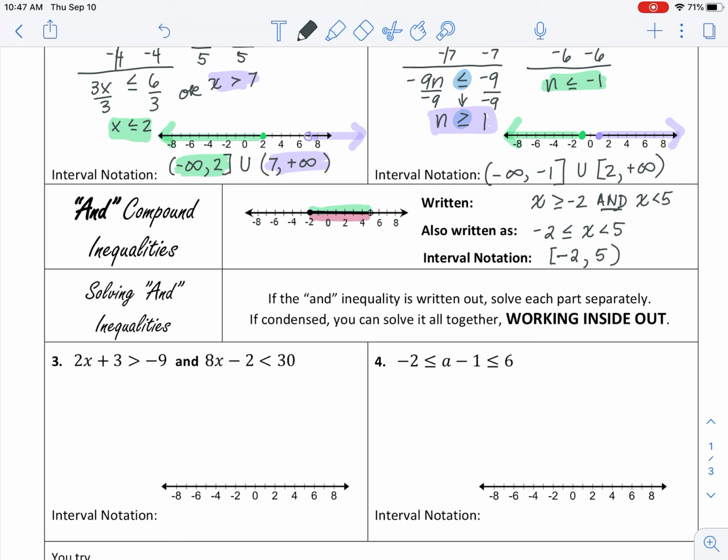Now, the solving part. If the and inequality is written out with the word and in it, then you solve each part separately, just like we did with the ors. But if it's condensed like in this form, okay, then you can solve it all together working inside out, and I'll show you what that means. Okay, so first let's do one that's written out with and in between.